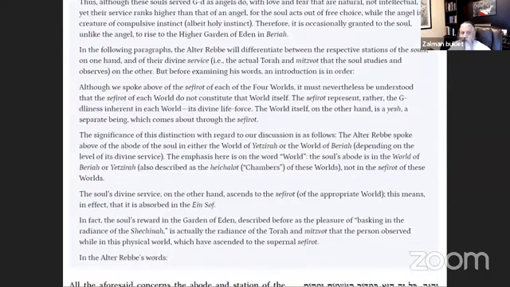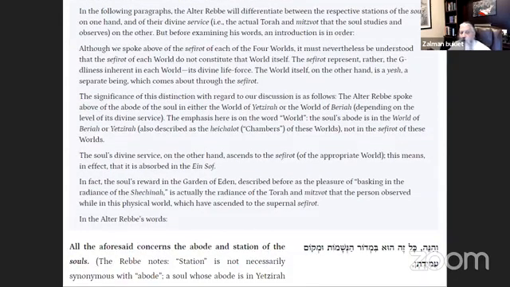In the following paragraph, the Alter Rebbe will differentiate between the respective stations of the souls, on one hand, and the divine service, the actual Torah and mitzvahs that the soul studied and observed, on the other hand. Before examining his words, an introduction is in order. Although we spoke about spheres in each of the four worlds, it must nevertheless be understood that the spheres of each world do not constitute that world itself. The spheres, these ten manifestations, represent rather the godliness inherent in each world, its divine life force. The world itself, on the other hand, is a yesh, a separate being, which comes about through the spheres.